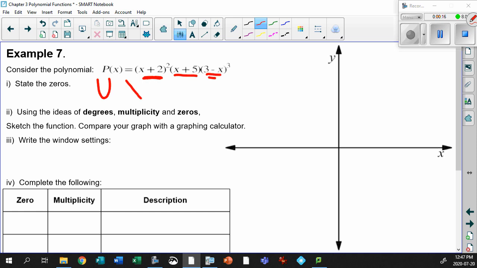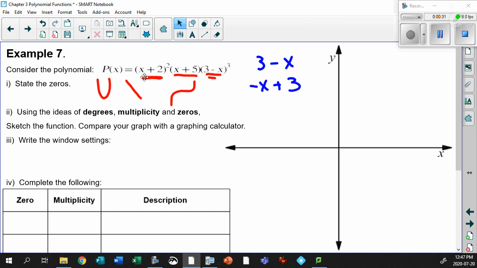This one's going to be some sort of S shape, right? Yeah, but look at the way it's written. It's written as 3 minus x. Well, if you write it properly, that is minus x plus 3. We don't like that at all. And since this is a cube, that negative will come into play. If it was a square, for example, and we factored out a negative, who cares?